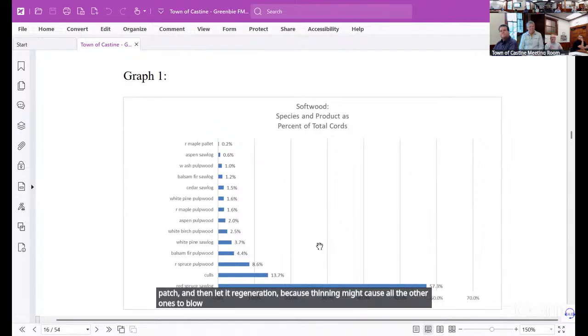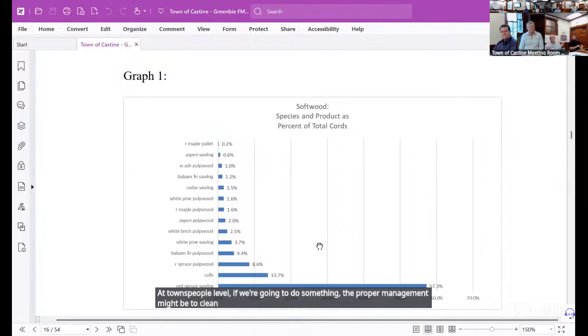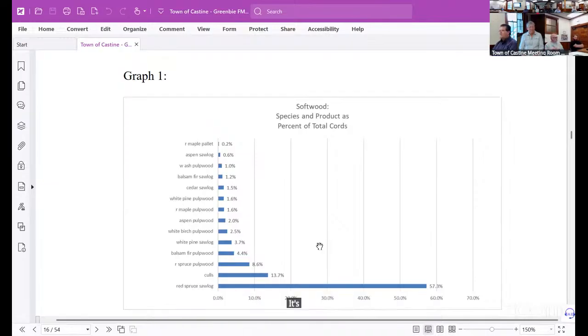This is the tricky part. I always say that because you said you worked with that, but that's the sale. If we get to that level and we're talking at a landowner level, if we're going to do something, the proper management might be to clean out maybe an irregular-shaped 2-acre patch in the spruce, picking up as many of the over-matures as we can. But those are the trees that everybody loves, so it's a catch-22. They have value, so there's a lot going on.